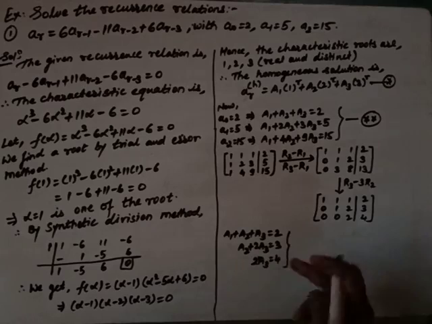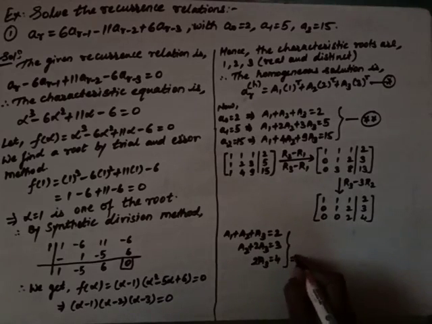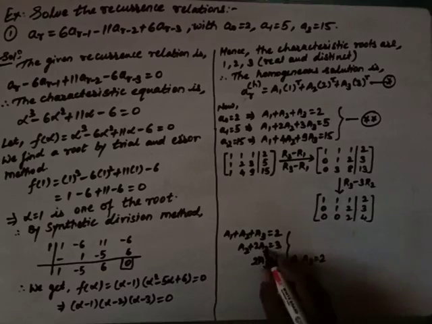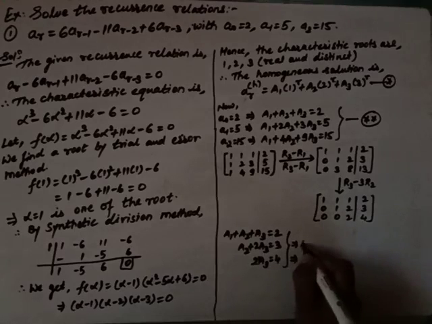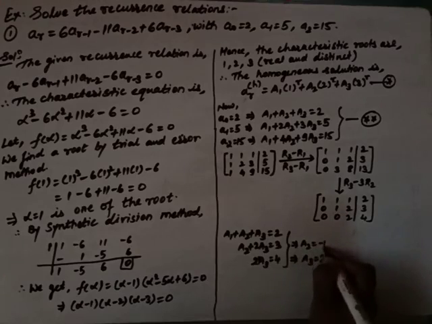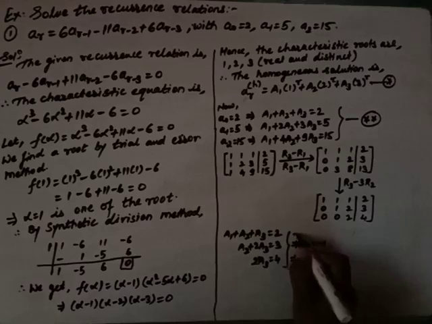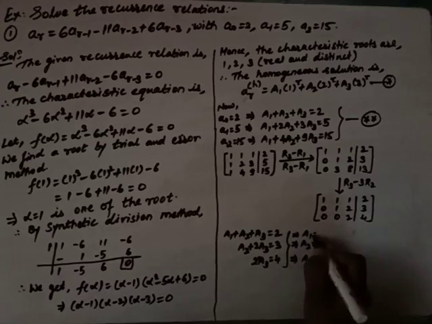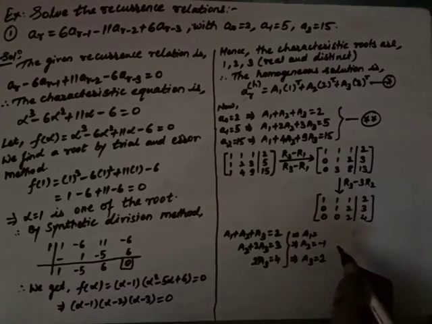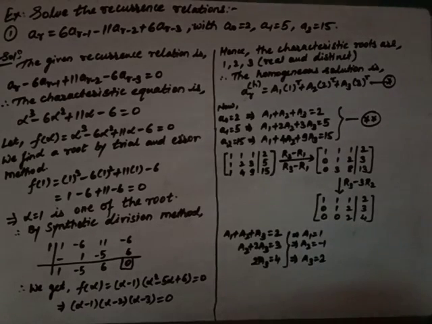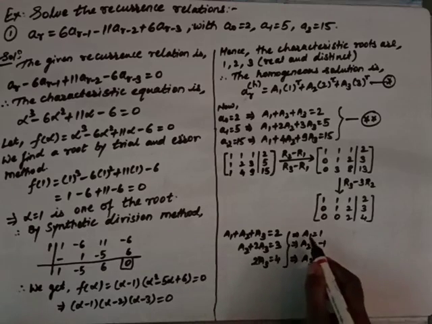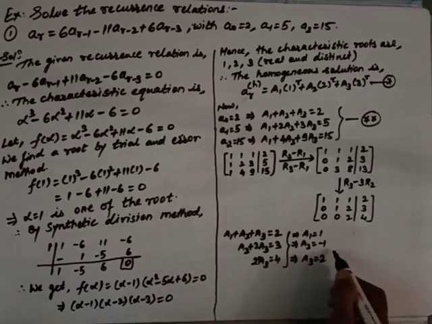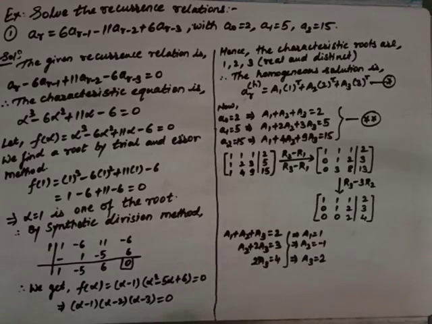So now using backward substitution, this one gives us A3 is equal to 2. Put that A3 equal to 2 here. This gives us A2 is equal to minus 1. Now again these we will substitute here. That gives A1 is equal to 1. So here we get the values: A1 is 1, A2 is minus 1, A3 is 2.